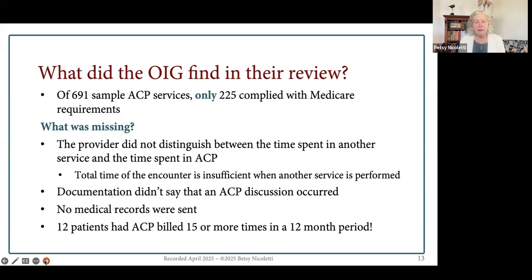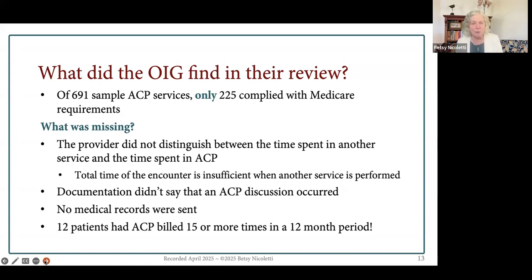But perhaps something happened to a neighbor or a friend which has them nervous. Perhaps their own medical condition has deteriorated. Perhaps they've changed their mind about what they want to have happen when they're no longer able to make those decisions. And they want to change their advanced directive, and they have a discussion with their practitioner about that. So if the status changes, if the patient's wishes change, you can certainly bill advanced care planning more than once in a year period.